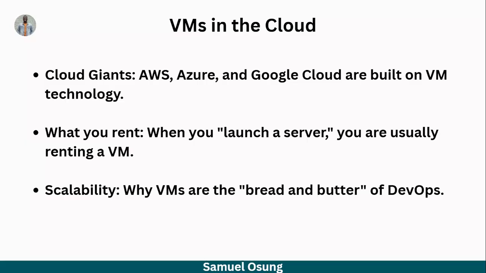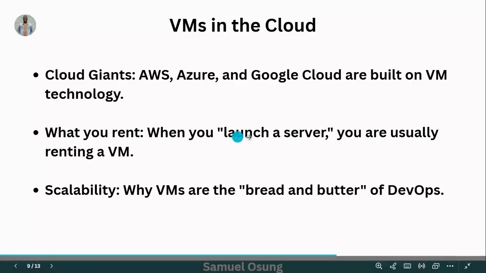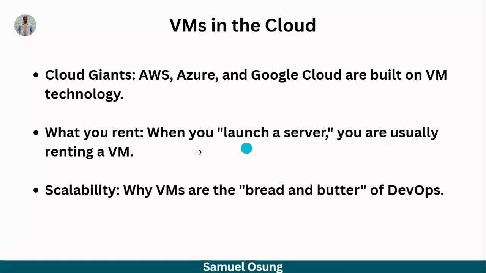Now, cloud platforms like AWS, Azure, and Google Cloud use virtual machines heavily. When you launch a server in the cloud, you are usually launching a virtual machine, not a physical computer dedicated only to you. When you launch a server, you are usually renting a virtual machine. So scalability is also the reason why virtual machines are like the bread and butter of DevOps.